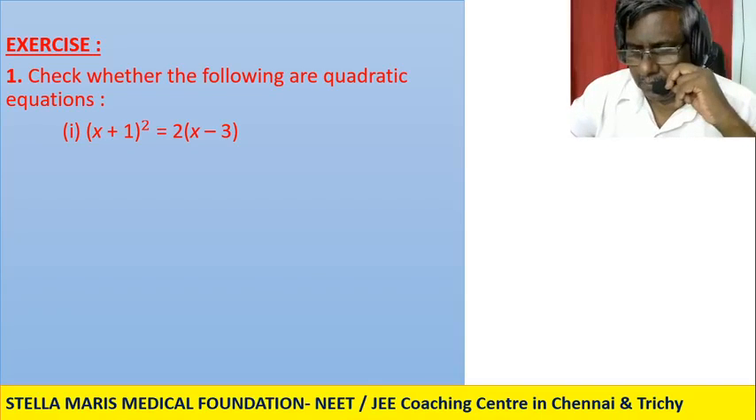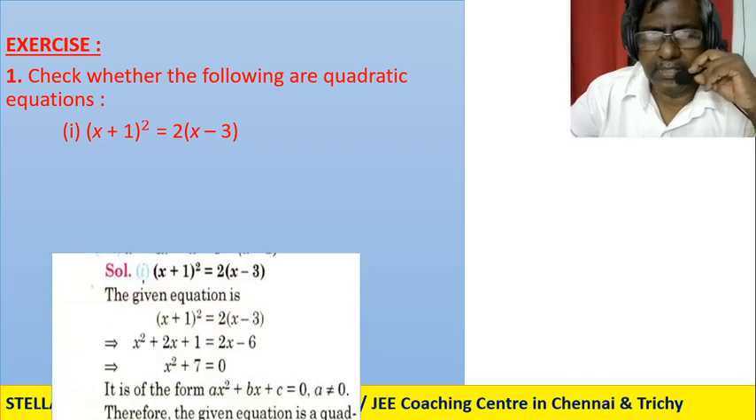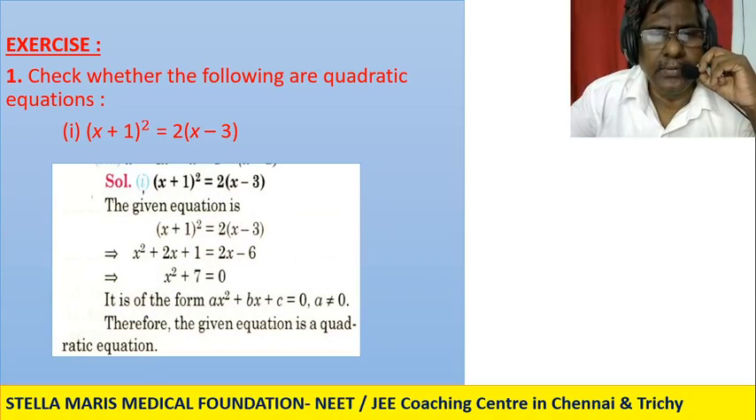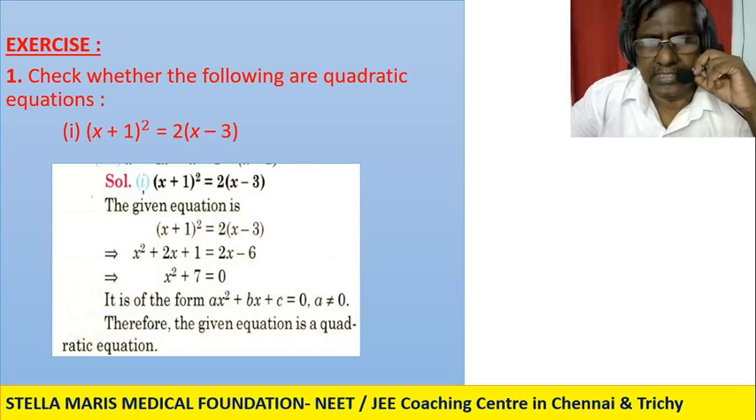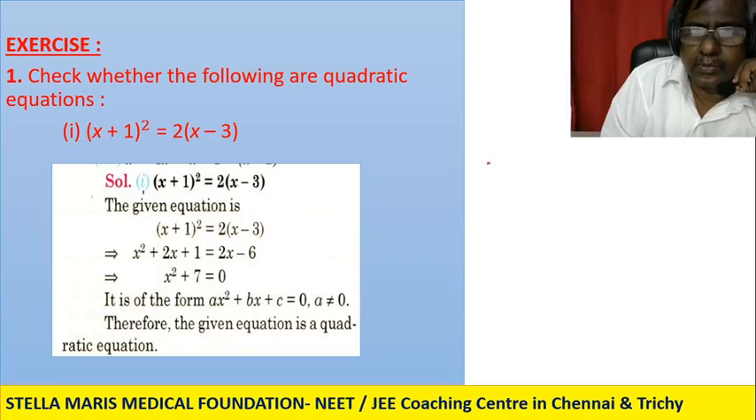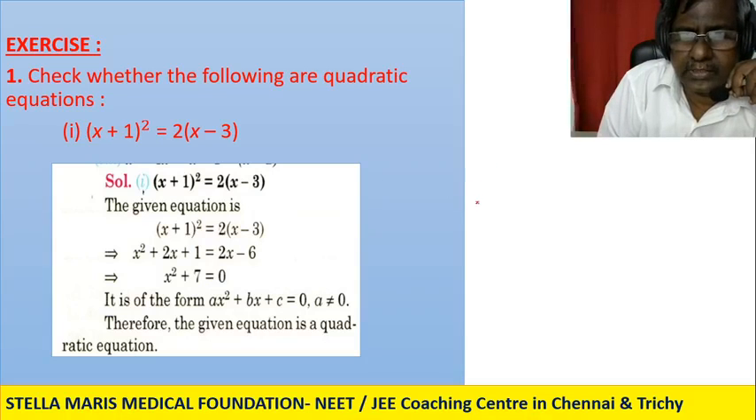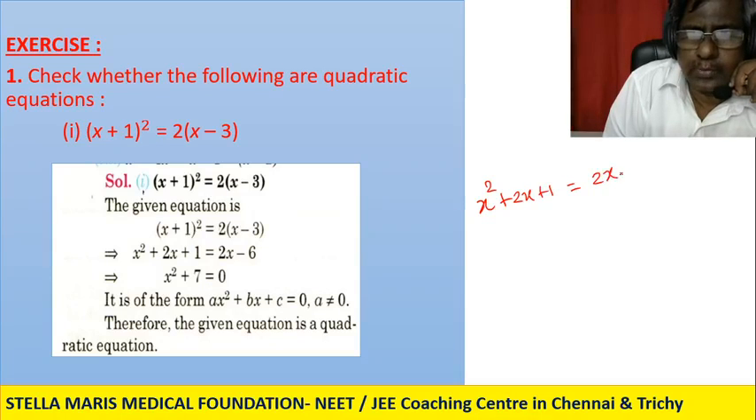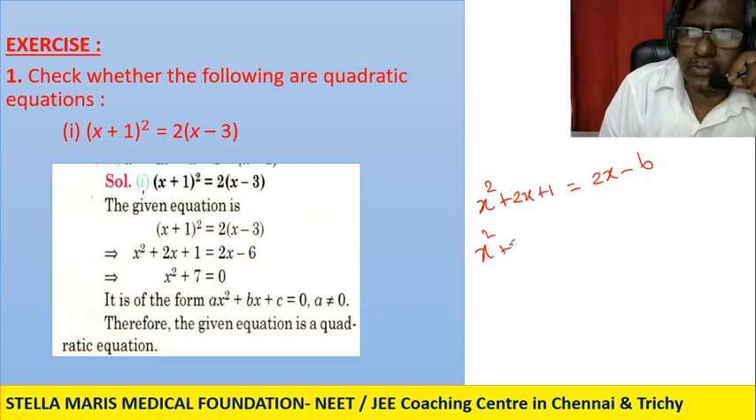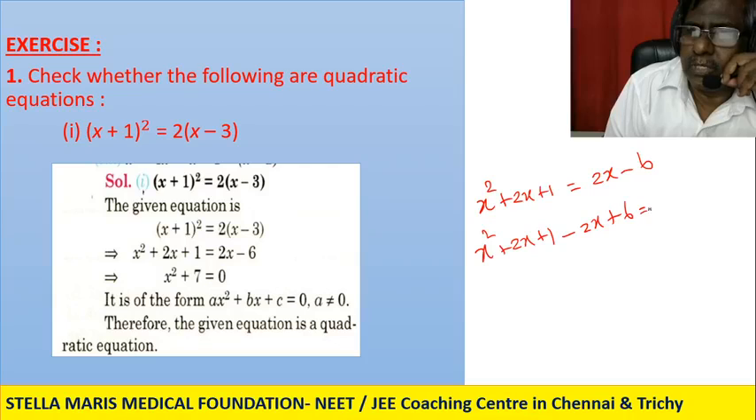Tell me. Yes. I will see whether it is. So x plus 1 whole square will be x square plus 2x plus 1, that is equal to 2 into x minus 3, means 2x minus 6. So now x square will be there. Bring this to one side. So x plus 1 whole square will be like this: x square plus 2x plus 1 is equal to 2x minus 6. Now bringing all the x and numbers to one side, it will be x square plus 2x plus 1 minus 2x plus 6 is equal to 0.